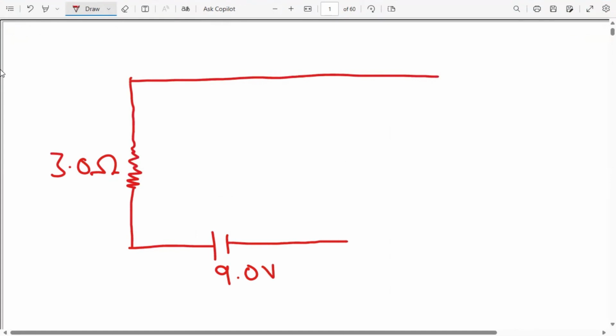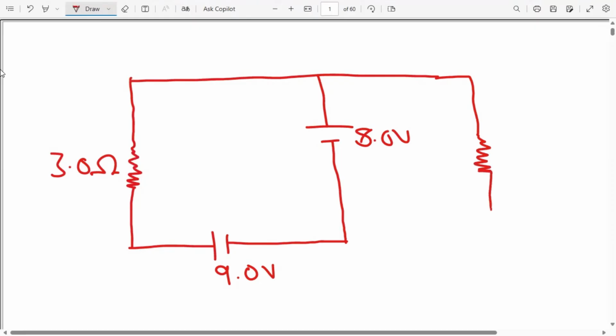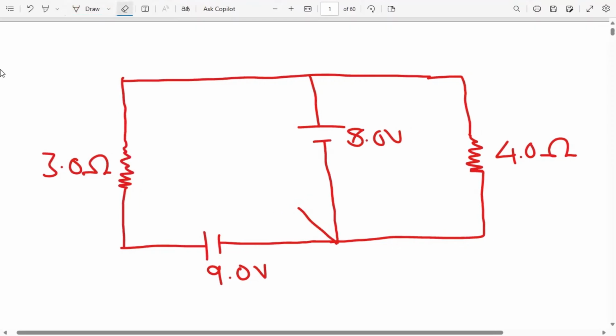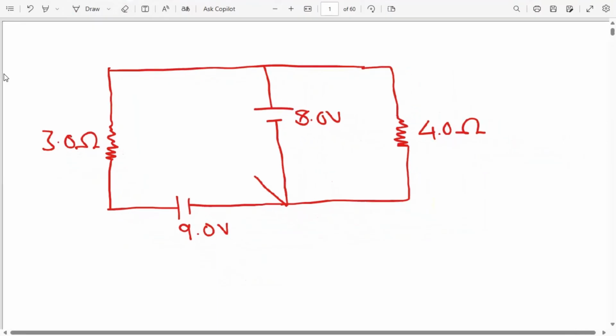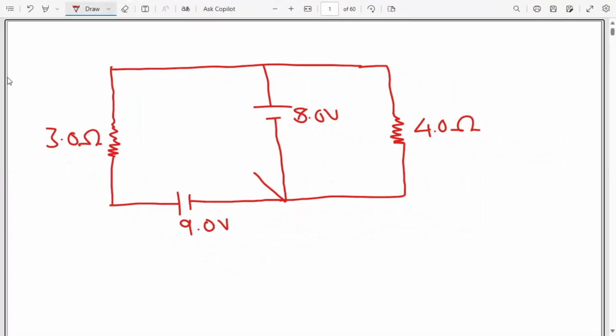I have a vertical line there. I have another battery voltage there, with a magnitude of 8.0 volts. I have another resistor here, with a magnitude of 4.0 ohms. And what else do I have? I have another diagonal loop. I have battery voltage here, let me just reduce the size of it. I have battery voltage, the negative terminal and the positive terminal there.